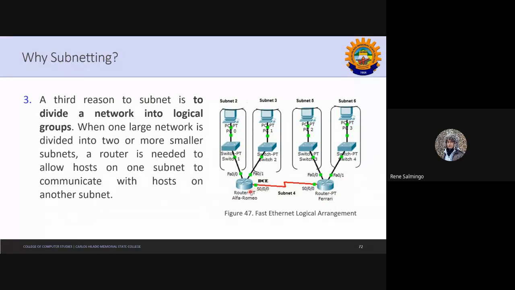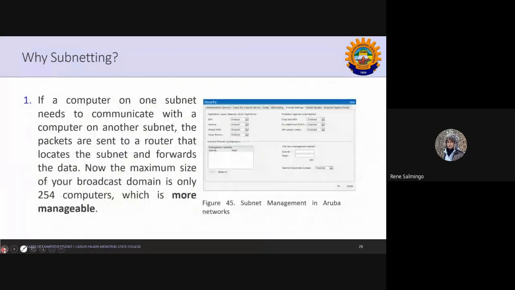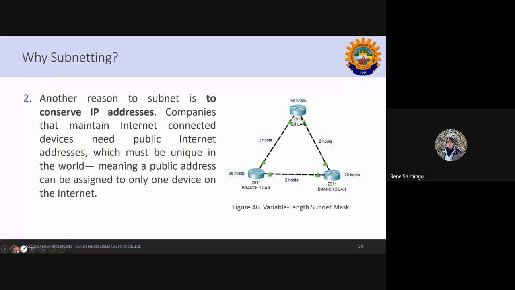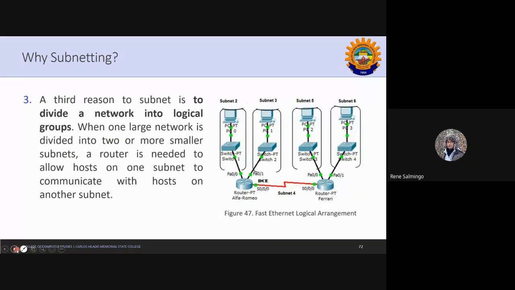So both car manufacturers communicate using a wireless link. So this is an example of a Fast Ethernet logical arrangement. It depends on what application you will consider. Now, as a summary, subnetting will manage our network. Second, to conserve IP addresses. And third, to divide the network into logical groups. So that's why we subnet.